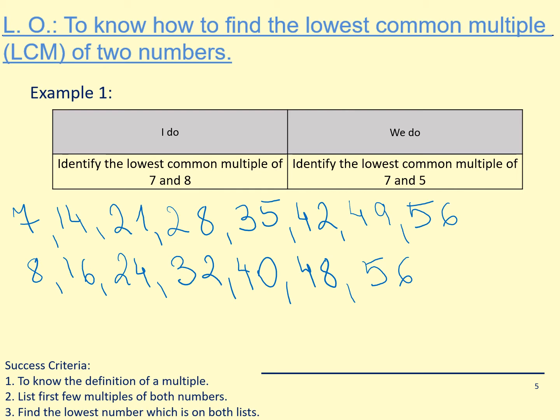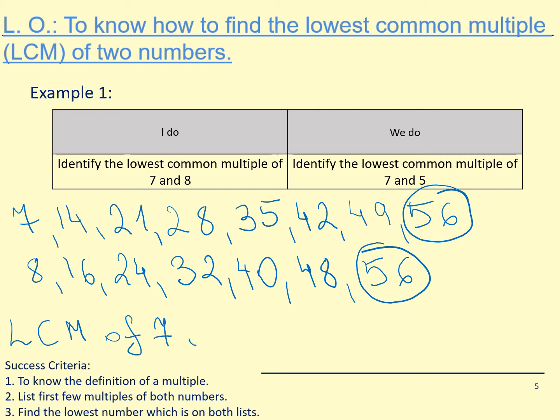Now I'm looking for a number which is on both of those lists. The only number so far is 56. So 56 is the lowest common multiple of 7 and 8. So I can write it as: LCM of 7 and 8 is 56. Okay, now pause this video and have a go at your turn.